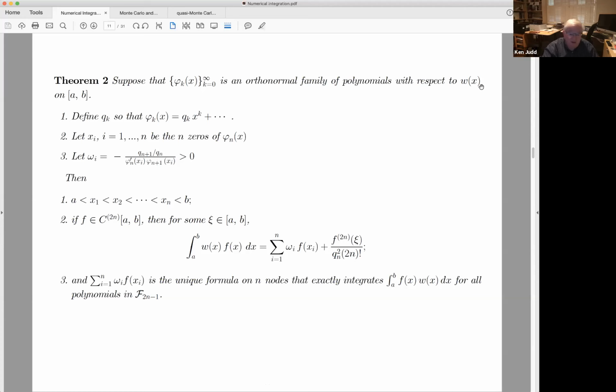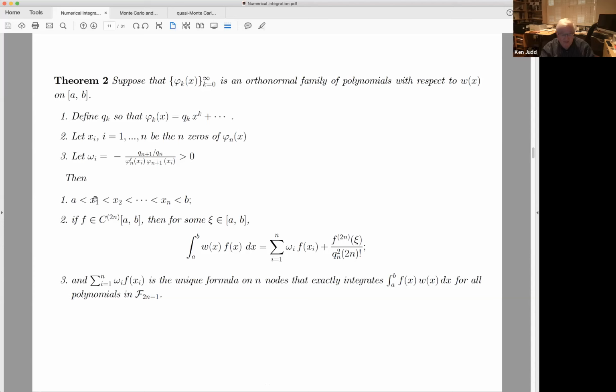Orthonormal family with respect to Wx. And suppose that phi k is defined in this manner, that basically what this does, qk is the leading term of the polynomial phi k. Now let xi, i equals 1 to n, be the n zeros of the degree n orthogonal polynomial in this family. So here x, this pins down the xi's. The xi's that we're going to use are the zeros of some orthogonal polynomial. The weights are equal to this expression.